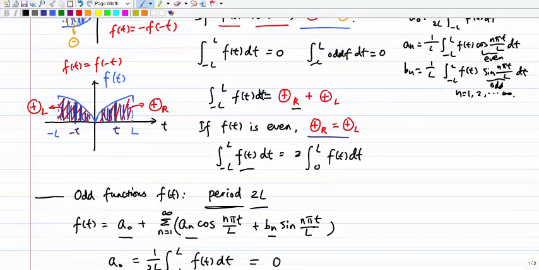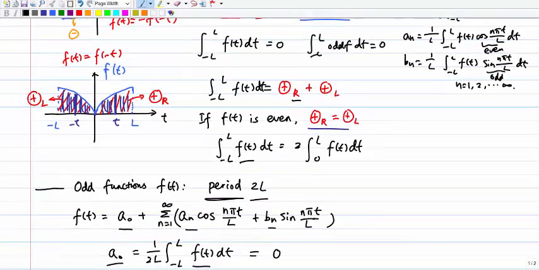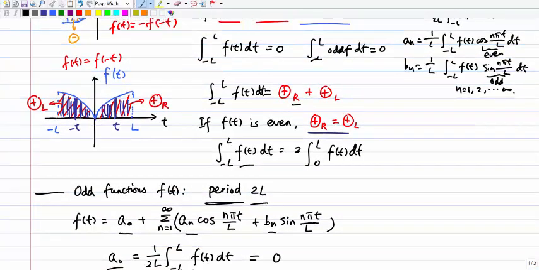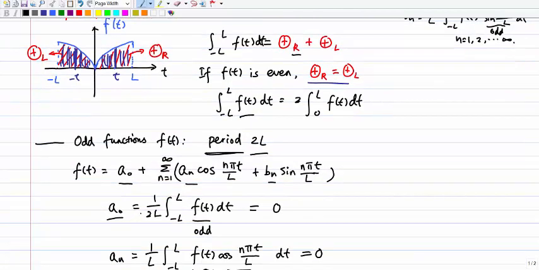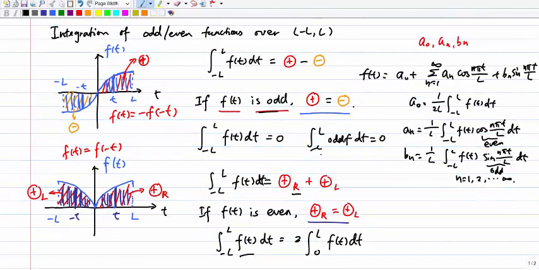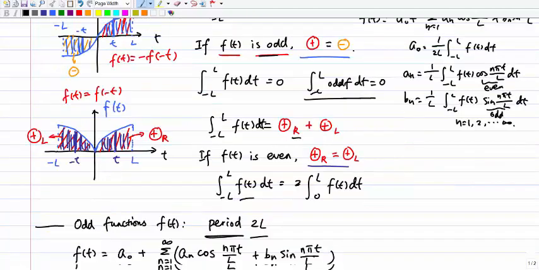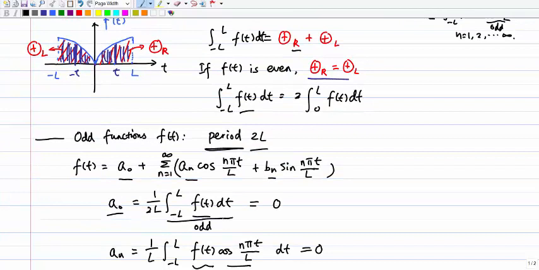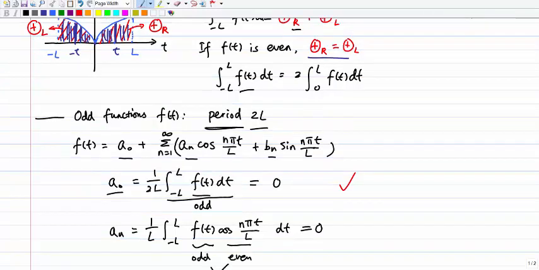Now since f(t) is an odd function, we can see if we can simplify the computation of those parameters. a0 is given by 1 over 2L times the integration from negative L to L of f(t) dt. Now we can use the property I mentioned before: because f(t) is an odd function, its integration from negative L to positive L is 0. I don't have to calculate it. Doesn't matter what function you have for f(t), the integration will be 0 as long as it's an odd function. So that's easy. We got a simplification: a0 is always 0 for an odd periodic function.